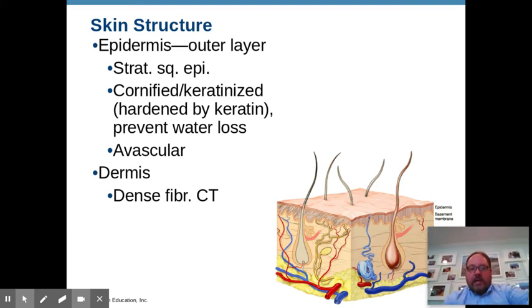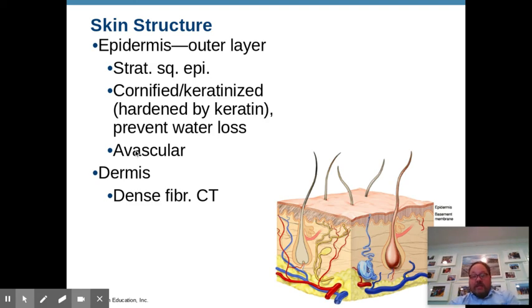Okay, so looking at the overall structure of the skin, again, it's two layers. The epidermis and the dermis. Epi means upon, so it's that outer layer. And it's basically filled with dead keratinized cells. Okay? So you have this outer layer that's mostly just dead cells that provides that protection.